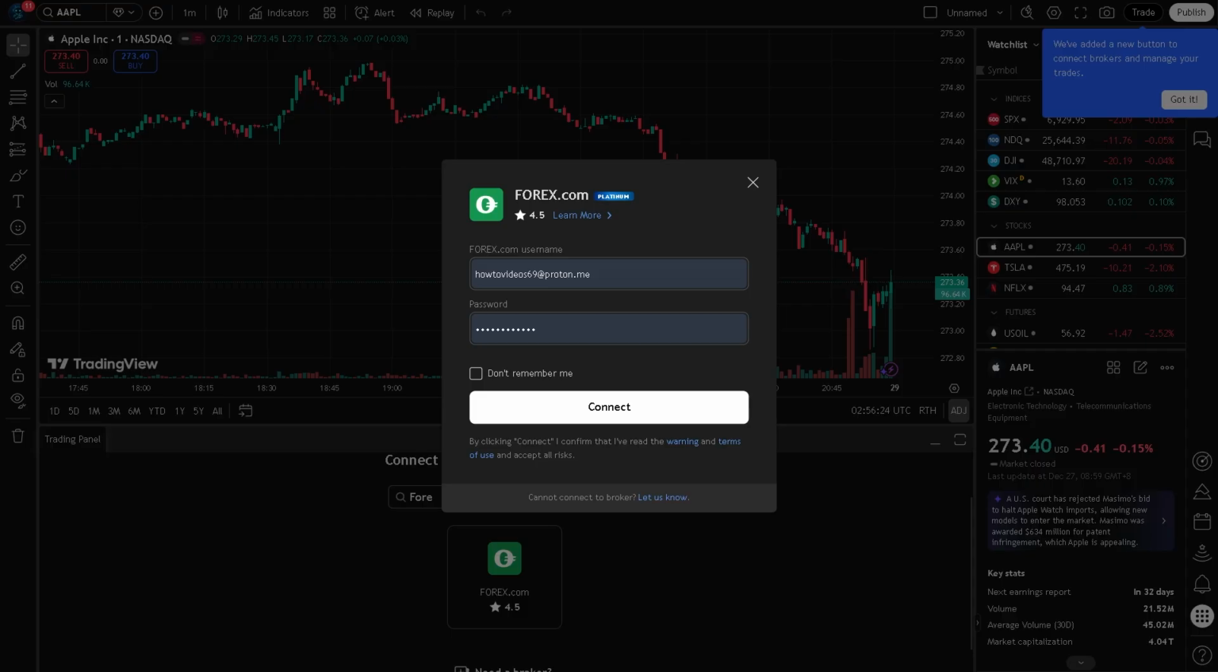Remember, if you connect these two, you can place trades directly on TradingView's charts using your Forex.com account. That means you don't have to switch back and forth between platforms. Your analysis and execution happen in one place.